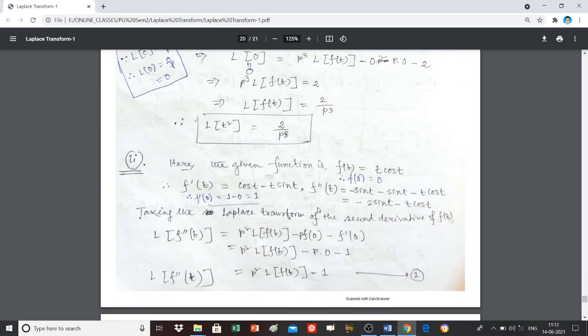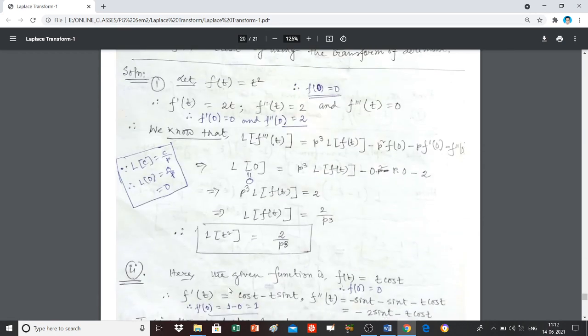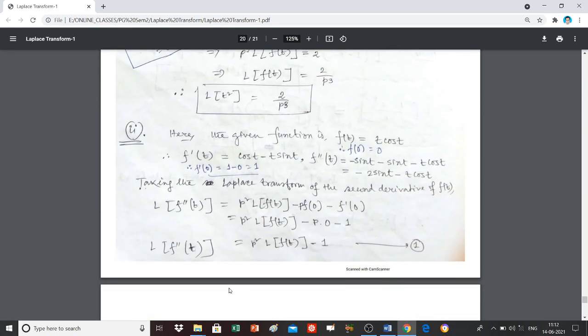Now the second one is here. The given function is f(t) = t cos t. From here, f(0), since t is equal to 0 in this case, will give you 0. So f(0) is 0, and f'(t) we get by differentiating this with respect to t.